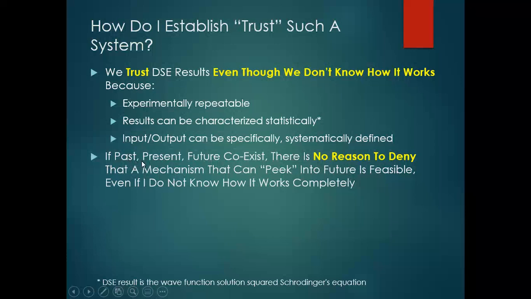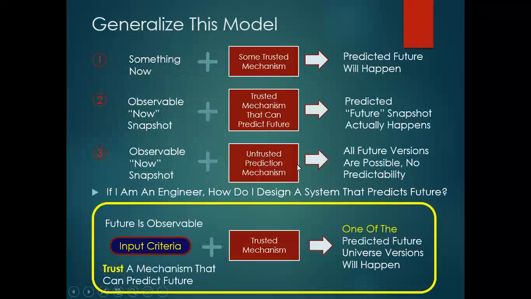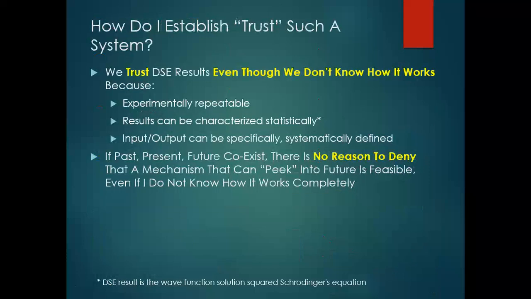Secondly, if past, present, and future coexist, then there is no reason to deny that a mechanism that can peek into the future is feasible. Even though I don't know how to build a machine that can peek into the future version of the universe, I cannot deny that such a mechanism will never exist. It's never feasible? That's what this second point is saying. So if I want to establish trust, I will have these two criteria. I must possess these two criteria.